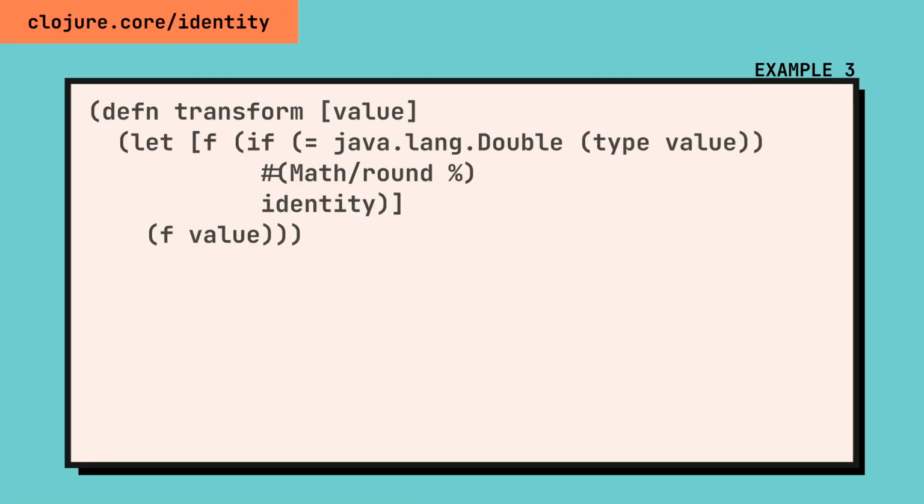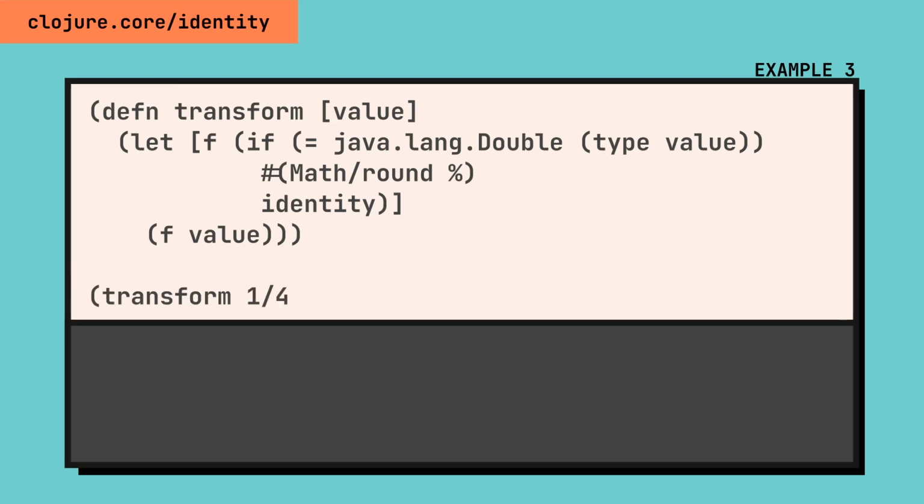It can also act as a no-op. In this case, the transform function will always round a double, but not do anything to other value types. So even though it seems strange at first glance, the identity function has lots of application in the functional world.